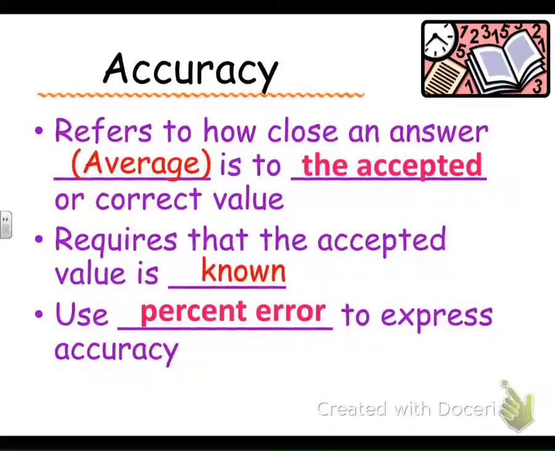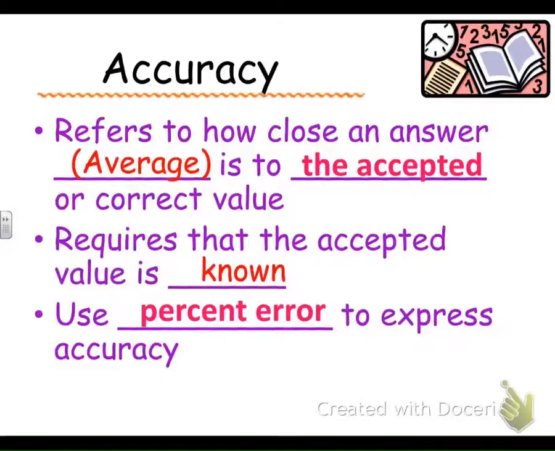Alright, now we're going to move on to the definition for accuracy. Accuracy refers to how close an answer is to the accepted or correct value. So we can say how close the answer is or how close the average of the answers are. It requires that we know the accepted value, and then in order to figure out how accurate we were, we look at percent error, and hopefully percent error is familiar from the milk carton lab, and we'll talk about that equation in just a second again.